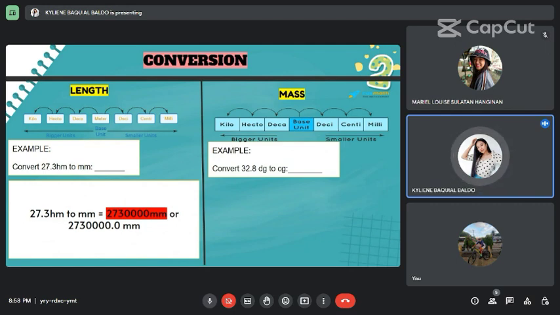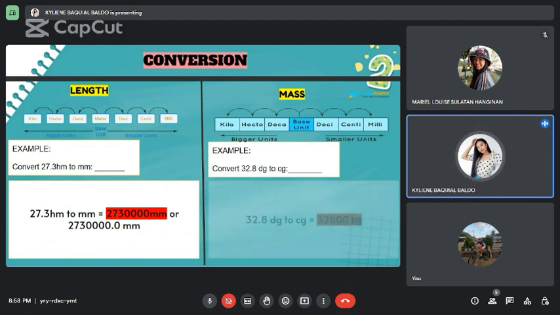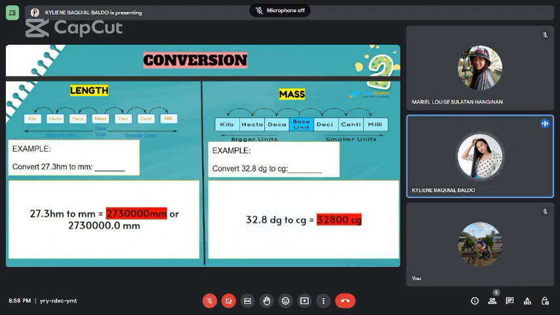Decagram to gram is 1, gram to decigram is 2, and decigram to centigram is 3. Therefore, we have to move the decimal 3 times to the right since the centigram is on the right side. So our answer is 32,800 centigram.